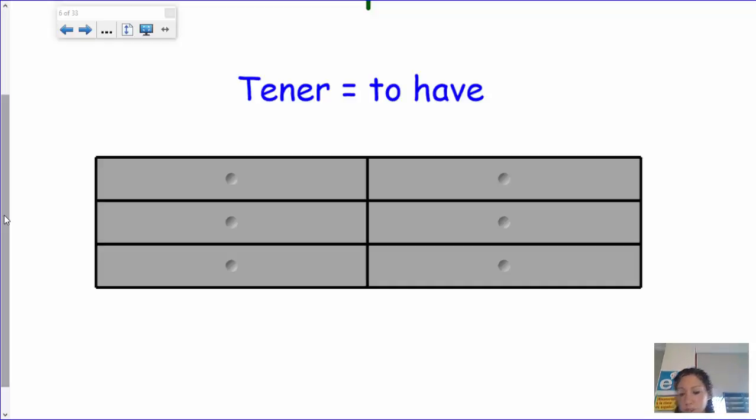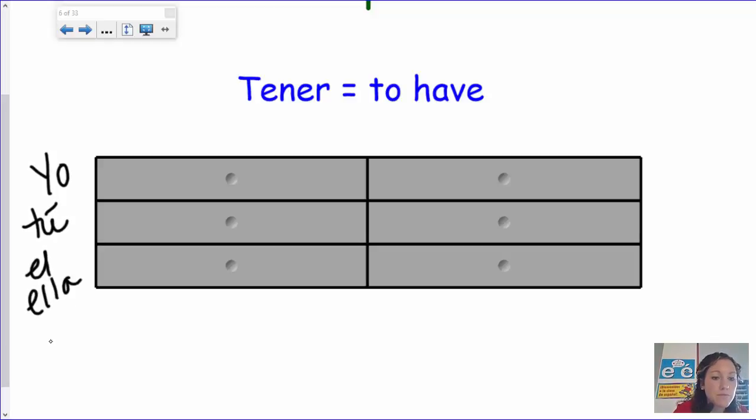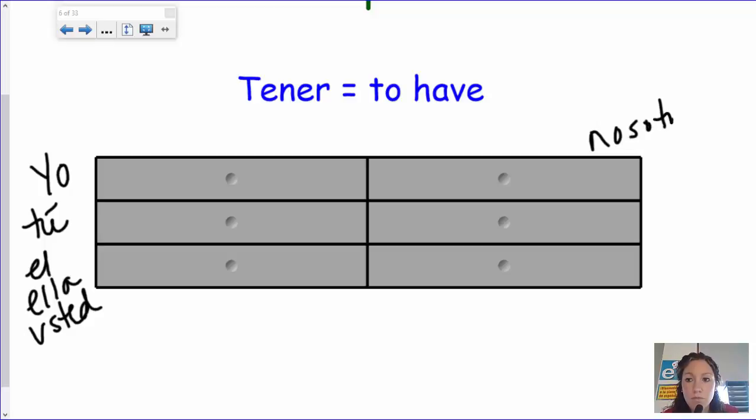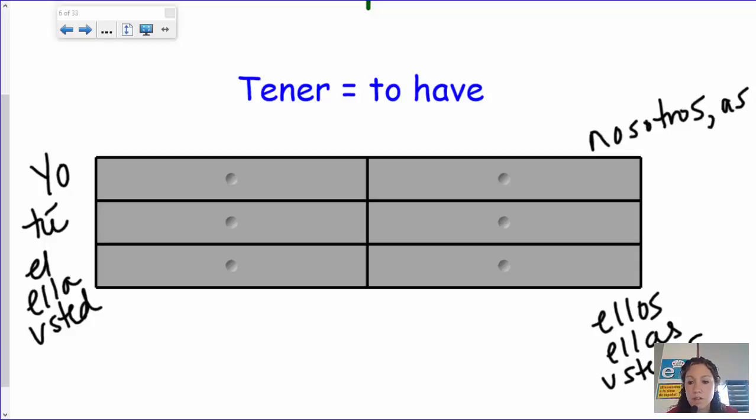So just remember really quick your pronouns here at the beginning of your chart. You've got yo, tú, él, ella, usted, nosotros or nosotras, and then on the bottom right, ellos, ellas, ustedes. So let's all write those in, even if you know them by heart, because it's just a good review when you see them in a sentence.